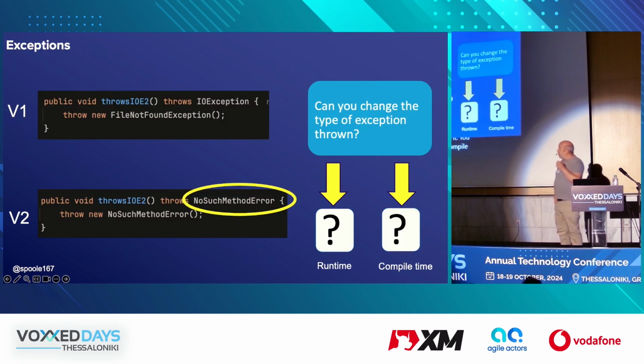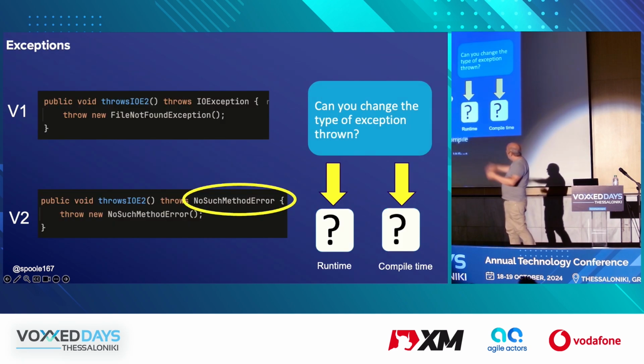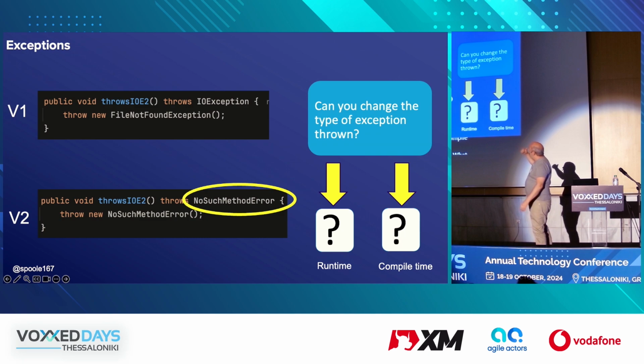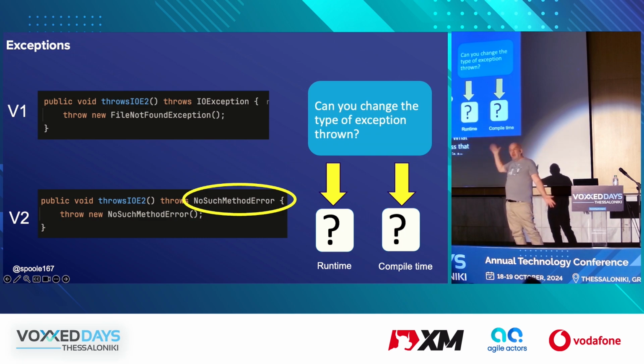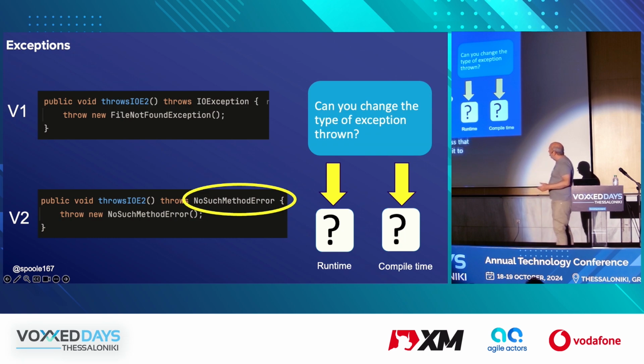What about exceptions? I have a class that throws an exception. I change it to throw a different exception. How does that break? Does it break?